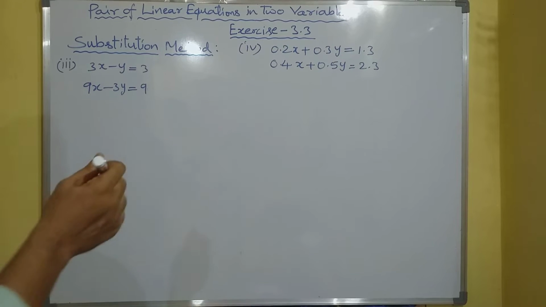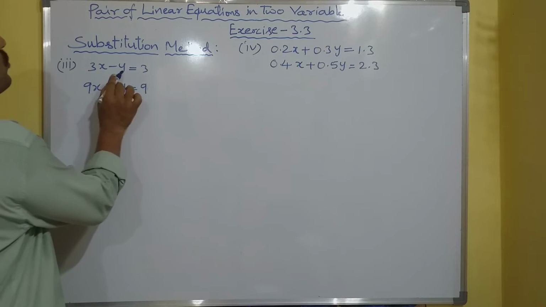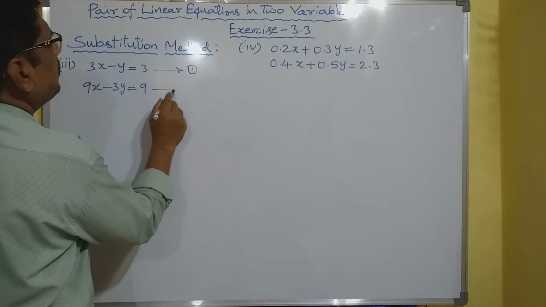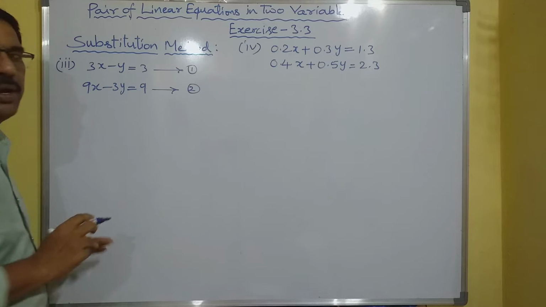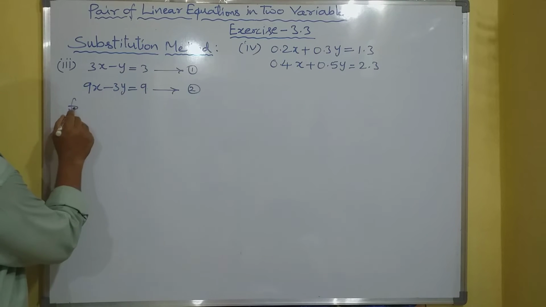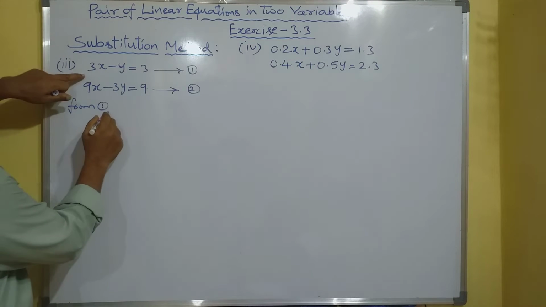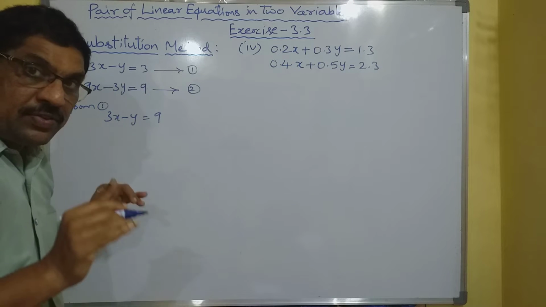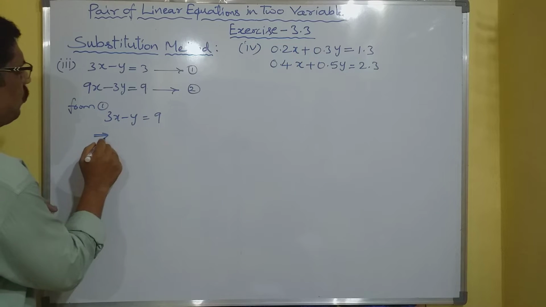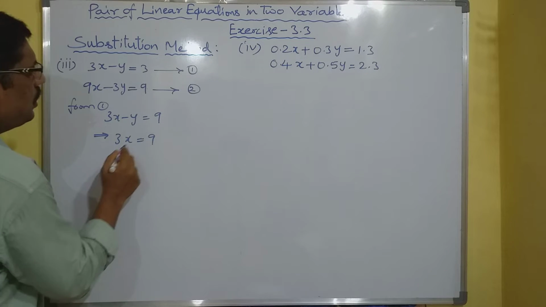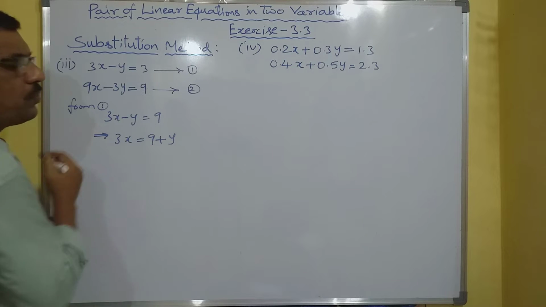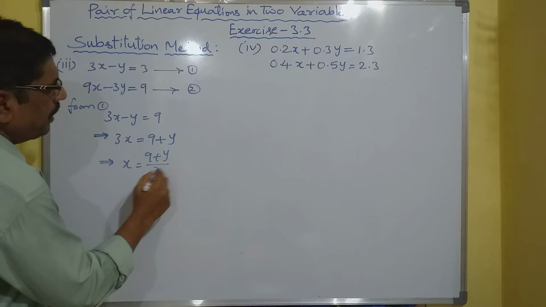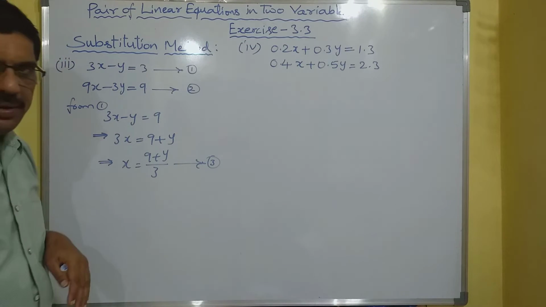Now look at the third problem. The given equation is 3x minus y is equal to 3 and the second equation 9x minus 3y is equal to 9. Okay, let us take the first equation from 1. 3x minus y is equal to 9. Now let us subject x. This implies we can write 3x is equal to 9. If you transpose minus y to RHS, we get like this. This implies x is equal to 9 plus y by 3. Say this is the equation 3.